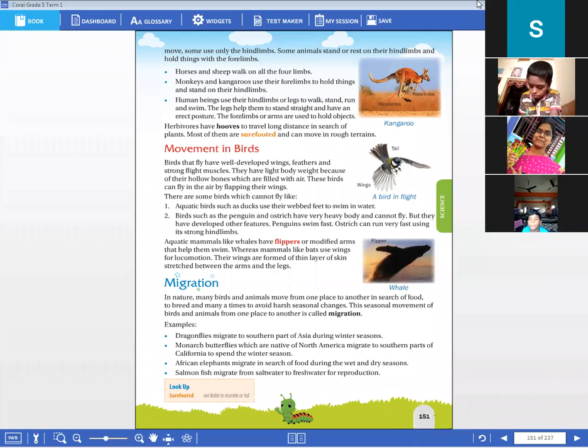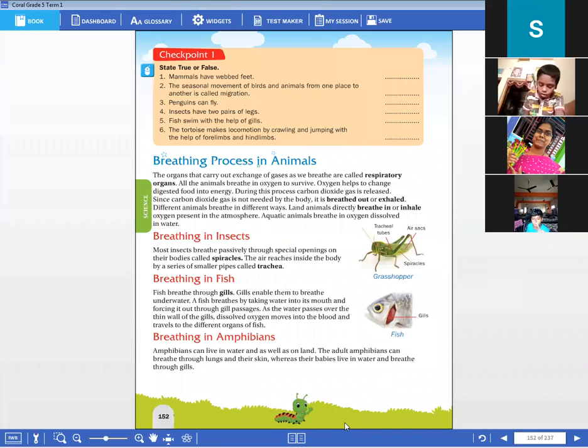Okay, children, yesterday we completed the topic of migration, right? Migration means the seasonal movement of a bird or animal from one place to another. We have some examples also, like dragonflies, monarch butterflies, African elephants and salmon fish. These are the four examples of migration they have given for us, children. Okay, let's move to the next topic.